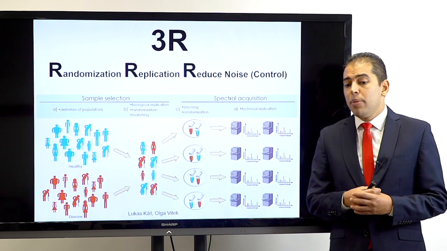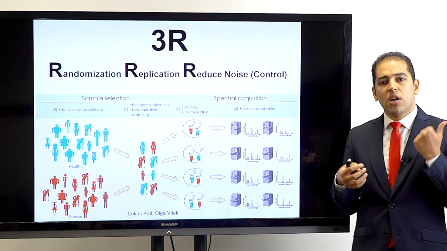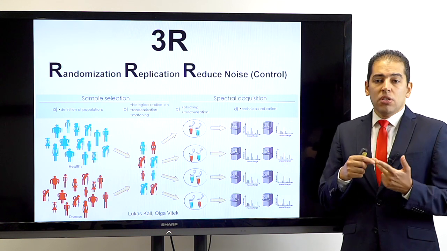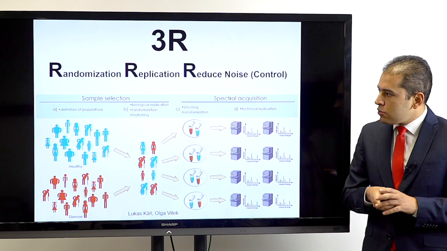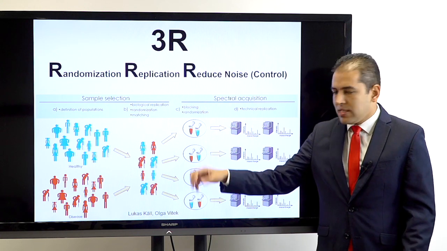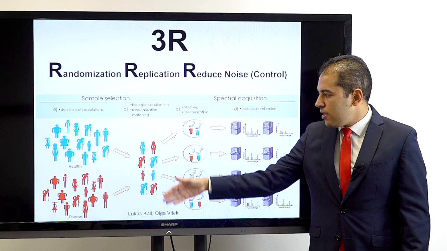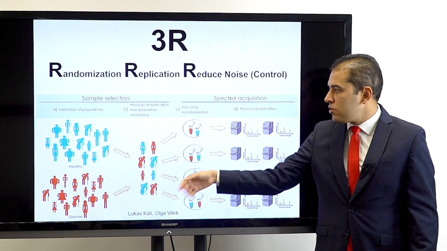And here I want to wrap up with the 3R concept. In experimental research, we have 3 R's: randomization, replication, and reduction of noise or control. Those 3 R's must always be present when I'm doing my experiment. Let's say my subjects are humans. I have to divide my sample to be able to compare. I must make sure that I have randomization. Replication also is very important.